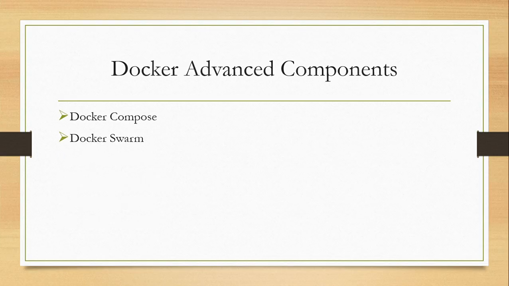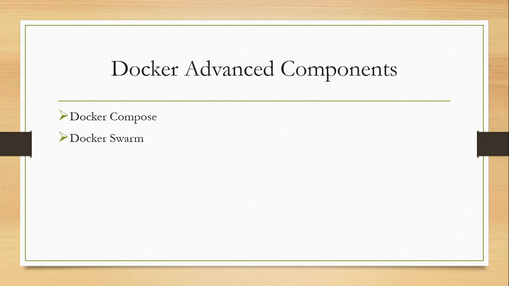Under Docker advanced components, there are two components. First is Docker Compose. Docker Compose is used when you want to run multiple containers but as a single service. This we will deep dive into in the upcoming videos.